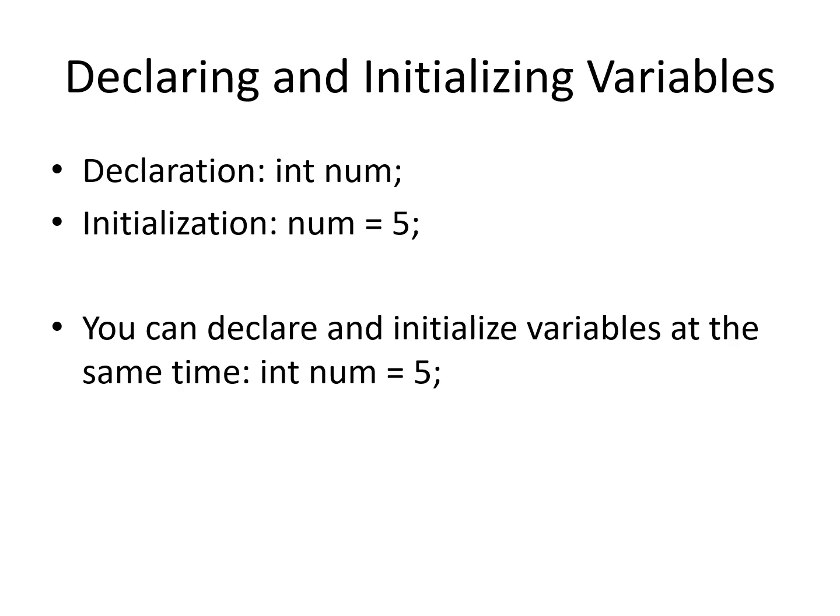Next is how we declare and initialize variables. There are two ways to do it. First, you declare the variable, and in the next line you initialize it, like declare int num, and in the second line num equal to 5. Or you can do both in the same line: you can declare and initialize the variable at the same time. For example, int num equal to 5. Here we are declaring and initializing that variable to the value 5.